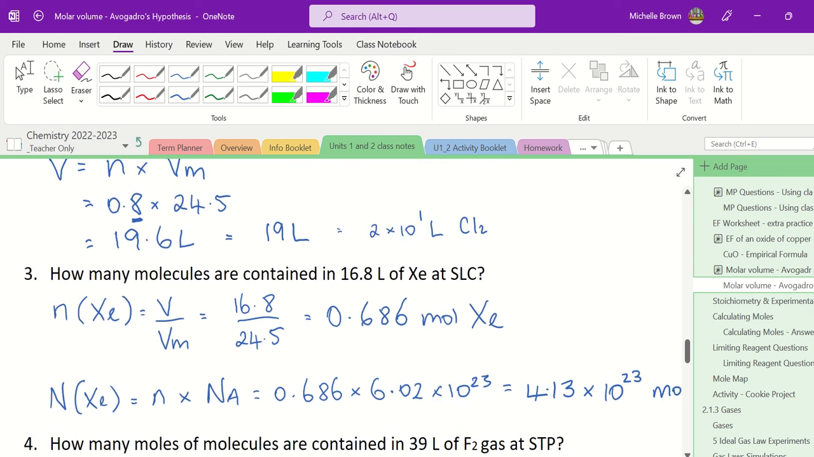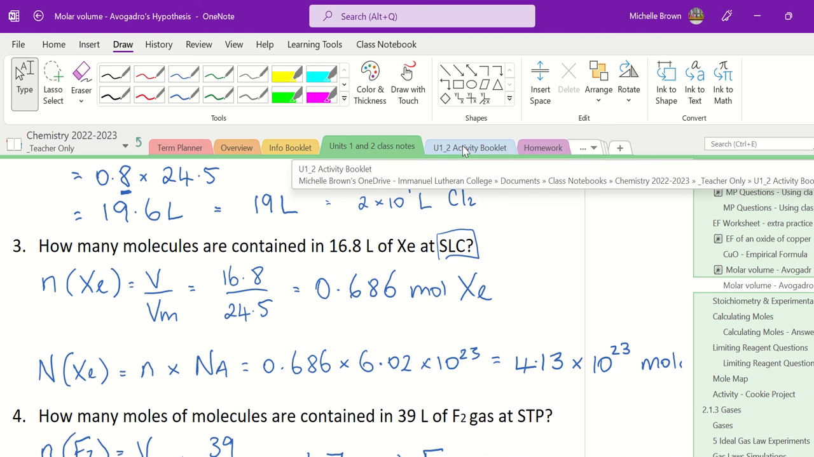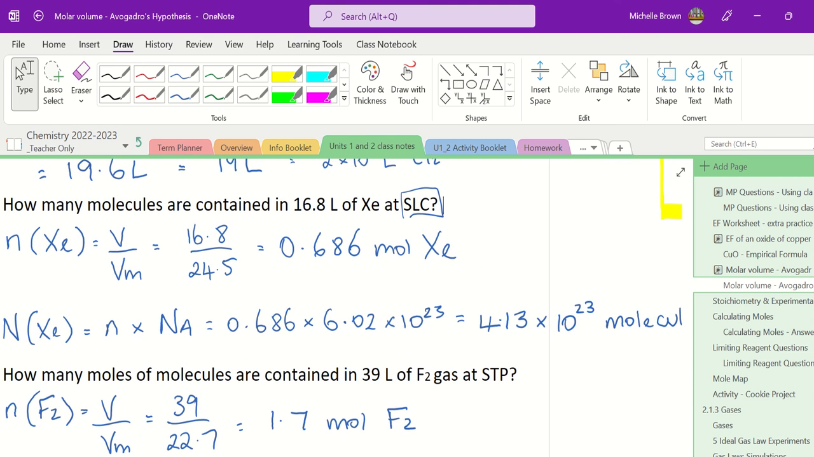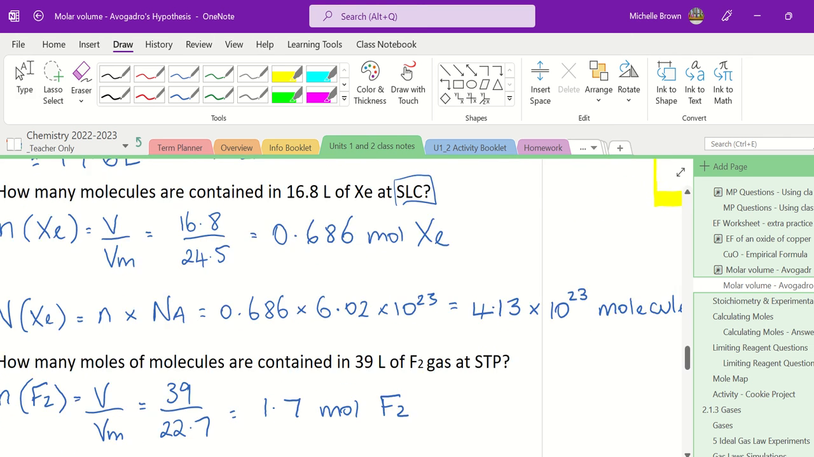Question 3, how many molecules, so this is where we're using our Avogadro's number, are contained in 16.8 litres of xenon, and notice it's at standard laboratory conditions. So we're using 24.5 litres for our molar volume. Once you've found the number of moles, you times that by Avogadro's number, and you get 4.13 times 10 to the 23 molecules of xenon.